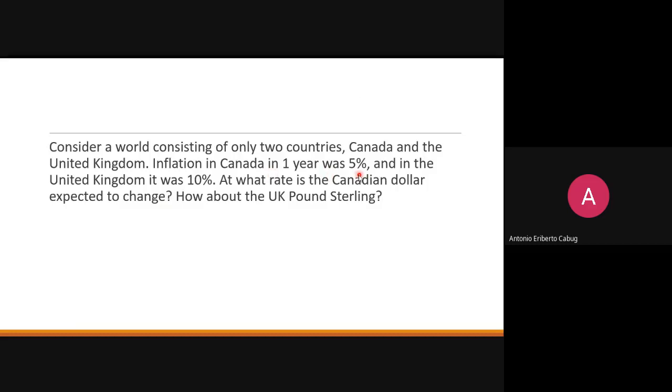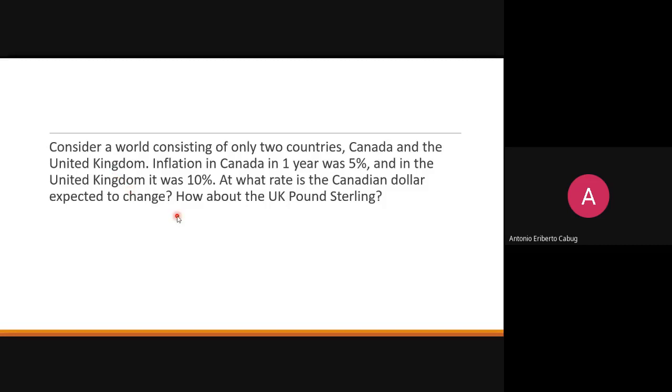Inflation in Canada was 5%. In other words, the price levels went up by 5%. Nagmahal ang mga produkto ng 5% sa Canada. In UK, it went up by 10%. Nagmahal ang presyo ng mga bilihin ng 10% sa UK. At what rate is the Canadian dollar expected to change?